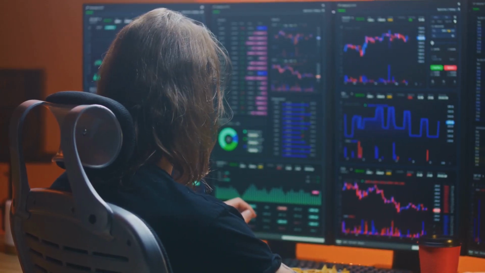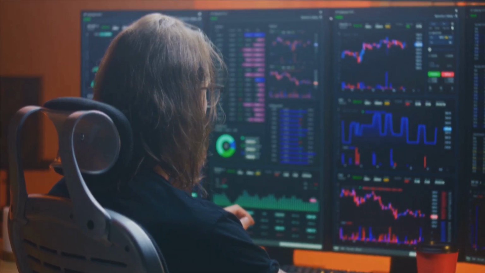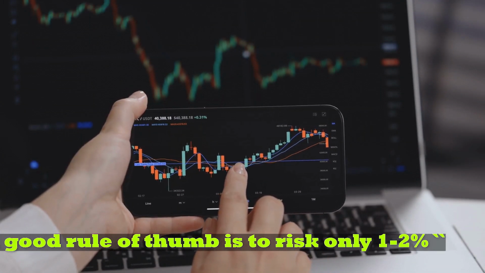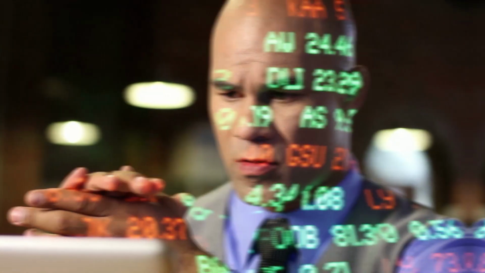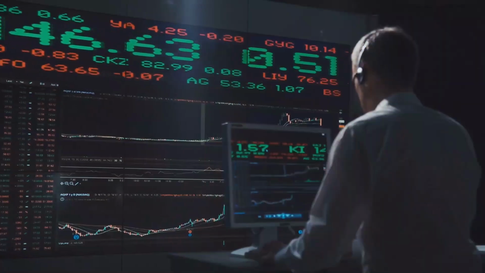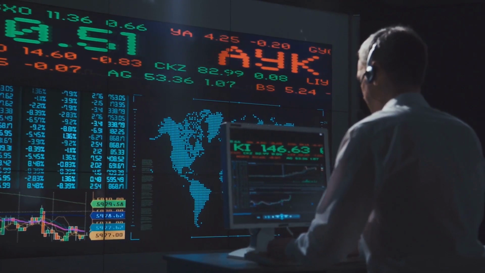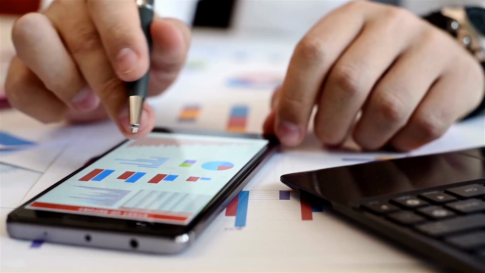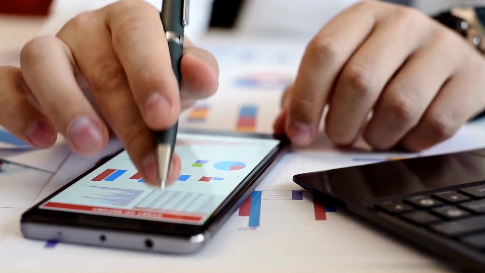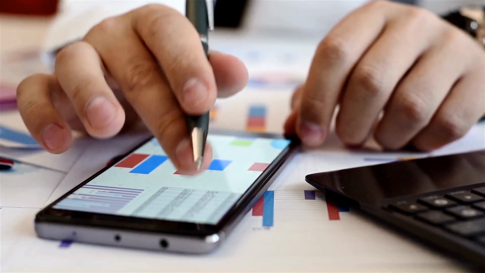Another key aspect of risk management is position sizing. Never put all your money into one trade, no matter how confident you feel. A good rule of thumb is to risk only 1 to 2% of your trading account on a single trade. This means that even if the trade goes wrong, it won't wipe out your account. Lastly, discipline is your best friend when trading. Stick to the rules of the strategy, trust the signals, and avoid making impulsive decisions based on emotions.